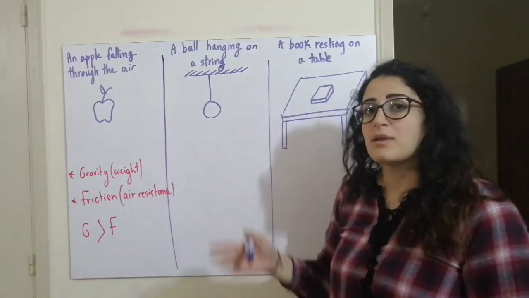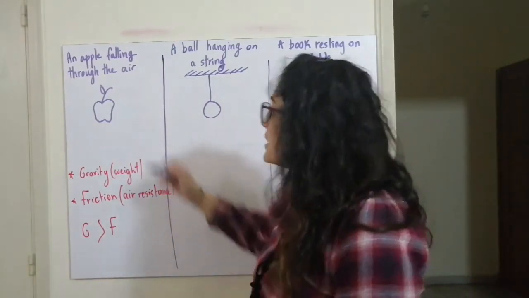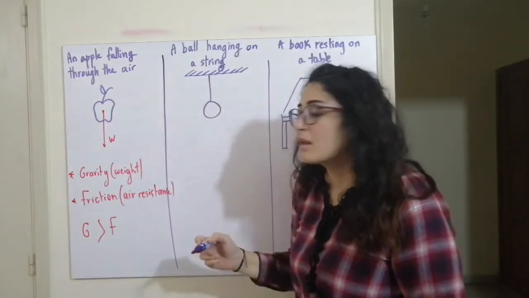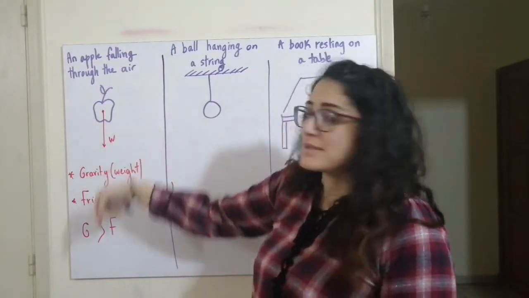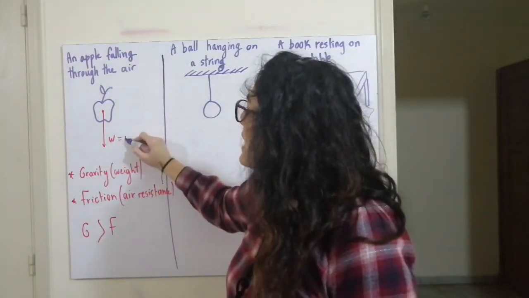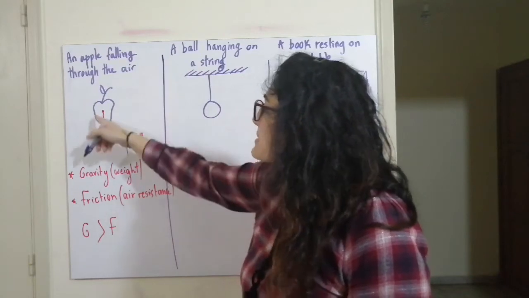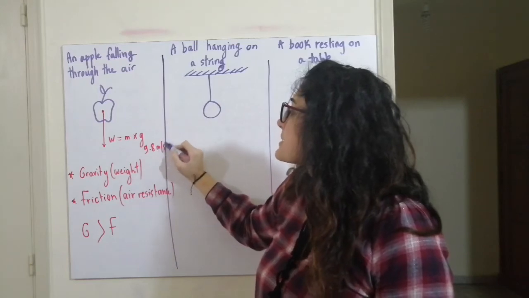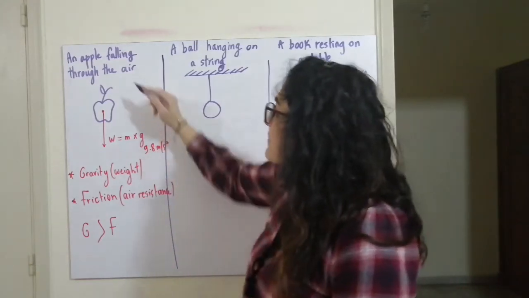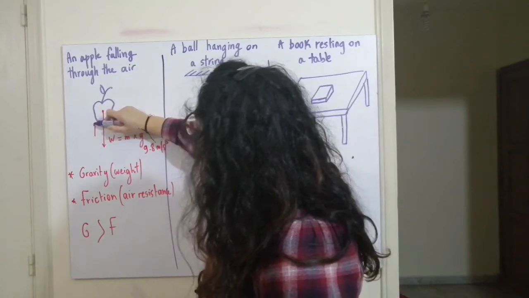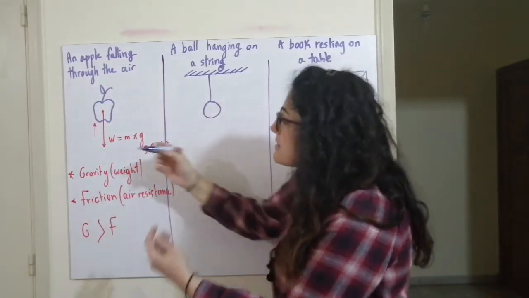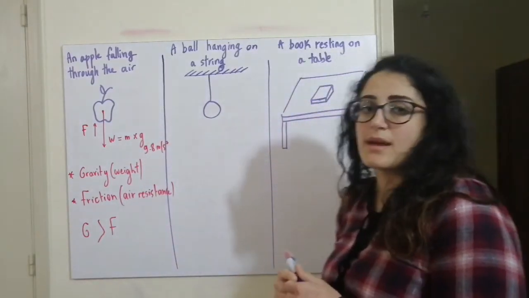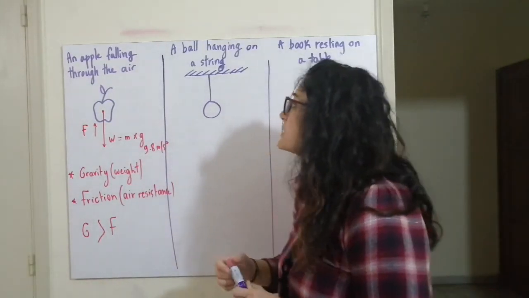And finally, we have to draw the diagram. So this is the weight of the apple. Vertical going down, it's equal to m times g. M is the mass of the apple, and g is equal to 9.8 meters per second squared. And we have the air resistance, which is trying to resist the motion, but it's way smaller than the weight. So this is for the first situation.